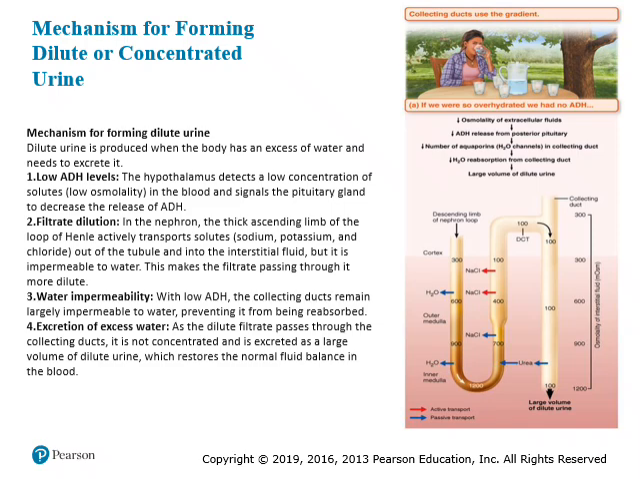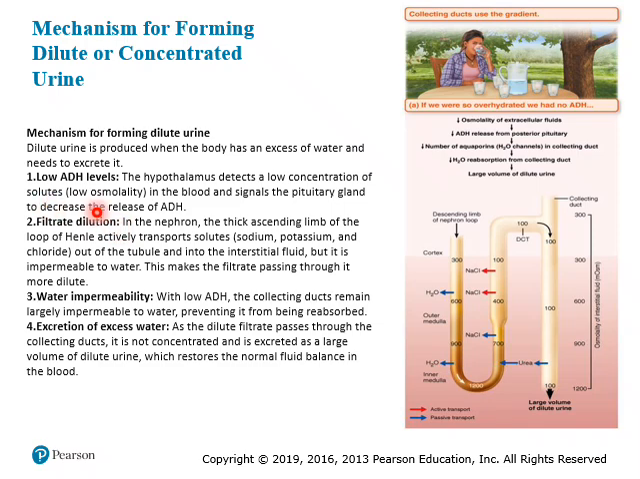So now, let's take a look at the mechanism of forming dilute or concentrated urine further. The kidneys regulate the concentration of urine to maintain the body's fluid balance, or osmoregulation. This involves complex mechanisms within the nephrons, primarily governed by the antidiuretic hormone and the countercurrent multiplication system. Dilute urine is produced when the body has an excess of water and needs to excrete it.